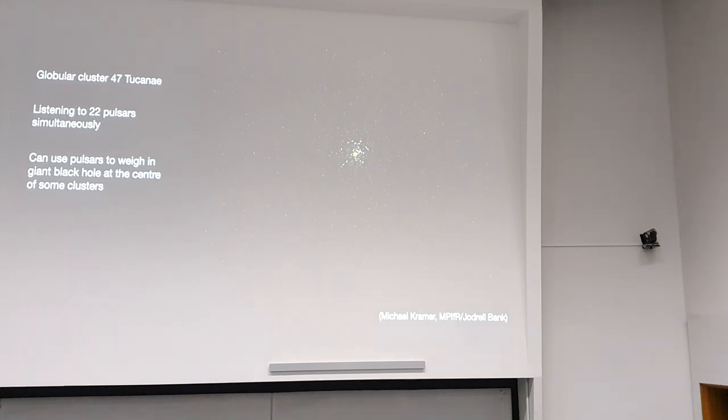And with that, you can make a sort of 3D map, and then you can put a model for your cluster of stars. And what you find is that usually you need an intermediate mass black hole, like 10,000 solar masses or something, to account for the gravitational properties of the cluster. So that's a way to measure black hole masses, you know, giant black hole masses.